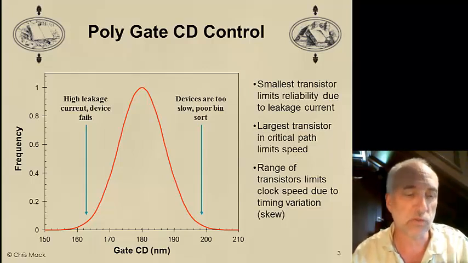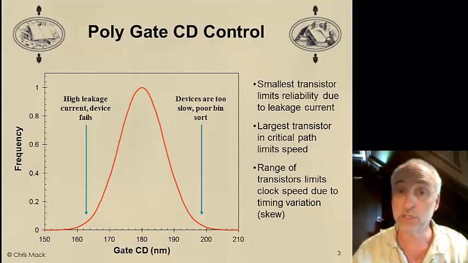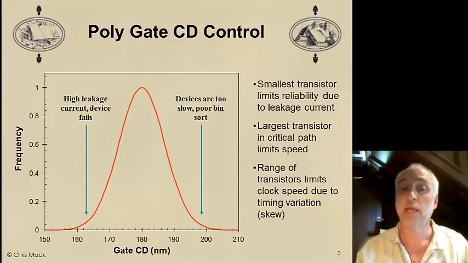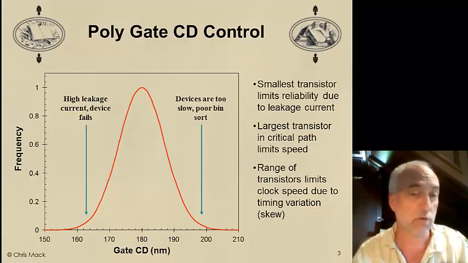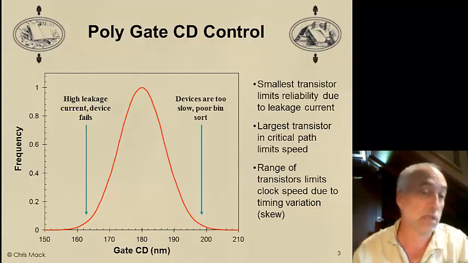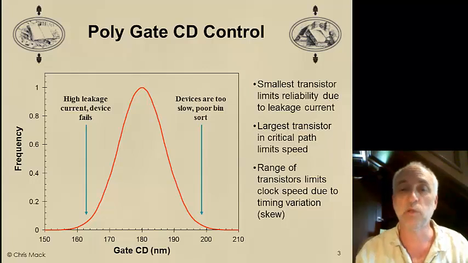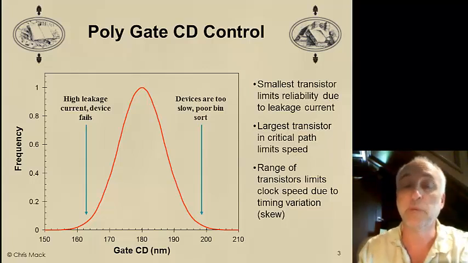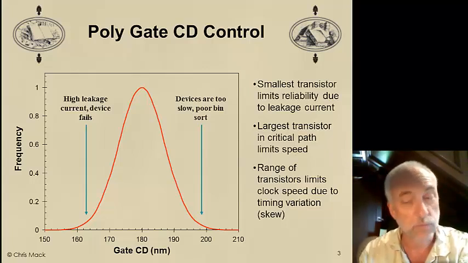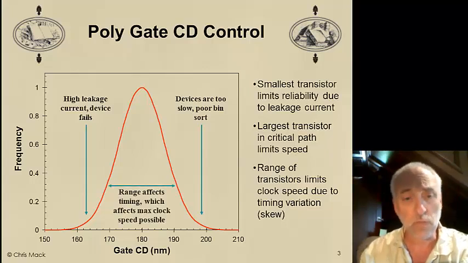and we suffer from something called bin sort. That is, after we make a whole bunch of chips, we might test them, and some of them can only run at slow speeds, and some can run at faster speeds, and we sell the faster ones for more money than the slower ones. So for nominally the same chip, we'll make less money if there are too many large transistors that slow down the chip speed.